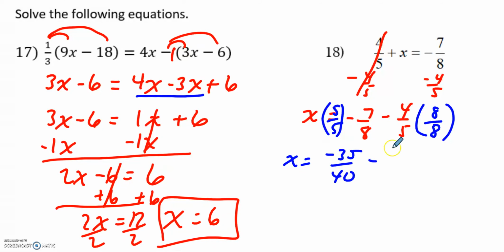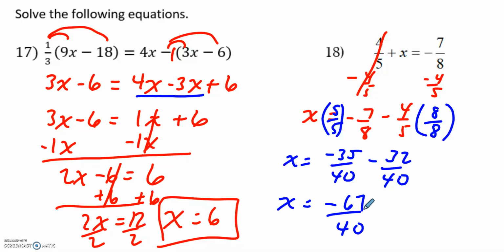35/40 minus 32/40, which would get you a negative, let's see, negative 35 minus 32 is negative 67/40. And remember, you always want to check to see if you can reduce this if possible. But I don't think anything goes into 67 and 40. So we can leave it as negative 67/40.